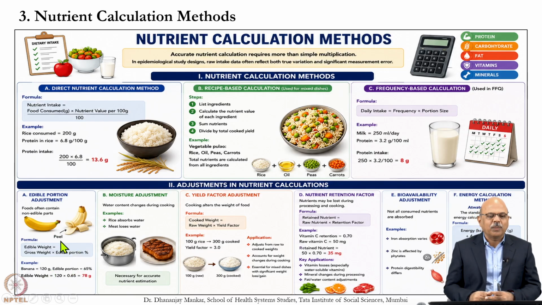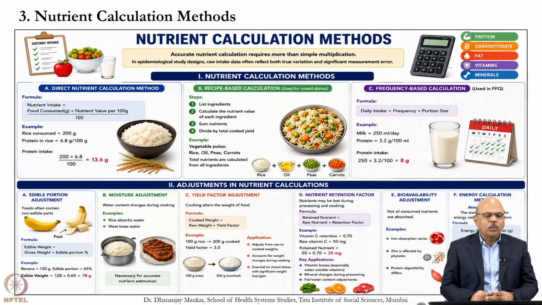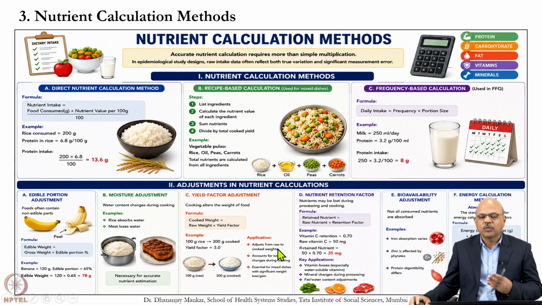Then the moisture adjustment. Many times water content changes during cooking. Rice absorbs water, so the weight is different, and meat loses water. This is necessary for accurate estimation. Yield factor adjustment is also done, which we discussed in the previous chapter, where the adjustment is related to the food weighed in terms of cooking.